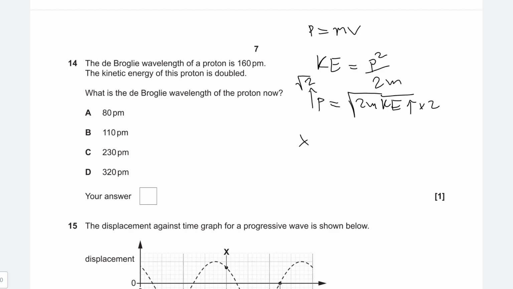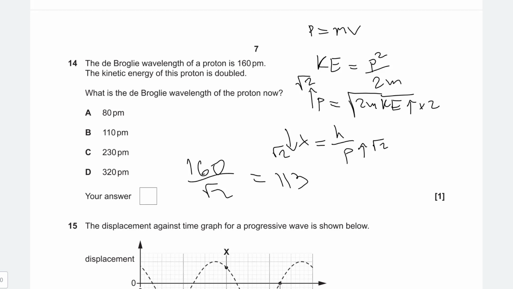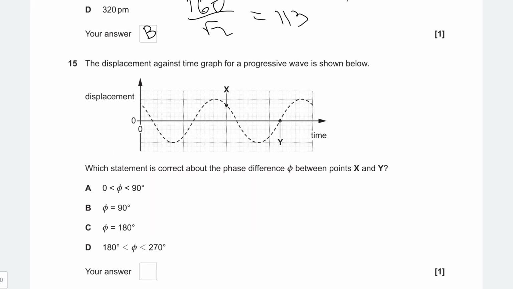The de Broglie wavelength is inversely proportional to the momentum. So if the momentum increases by a factor of root 2, then the wavelength should decrease by a factor of root 2. So 160 divided by root 2, what does that give me? Around 113, up to 2 significant figures. That's going to be 110 picometers. Correct answer is B.